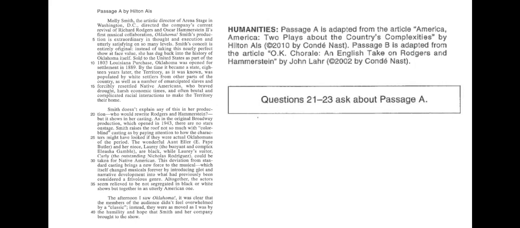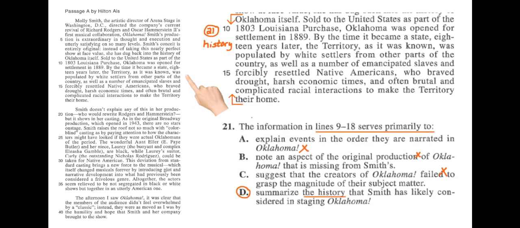With passage A, questions 21 through 23 refer to passage A, so those are the ones we're going to start with. First question is 21. The information in lines 9 to 18 serves primarily to do what? So 9 to 18, we're right here, right? Wrong spot, not 9 to 18. We are up a little bit. There we are, lines 9 to 18. So it talks about Oklahoma, sold to the United States, was open for settlement. It's mostly about the history of Oklahoma, and the choice that does that is D, that talks about the history.